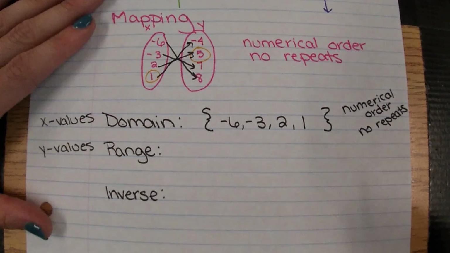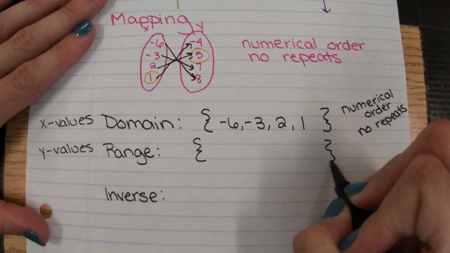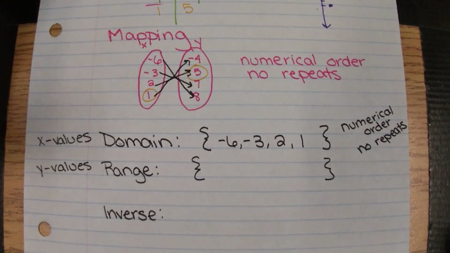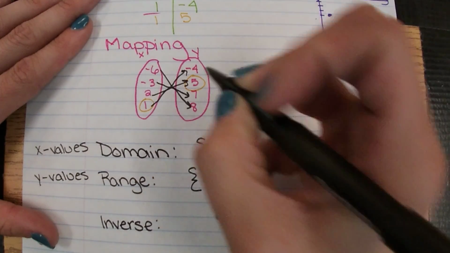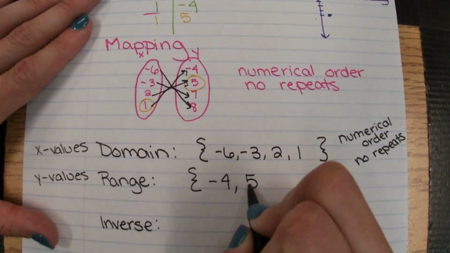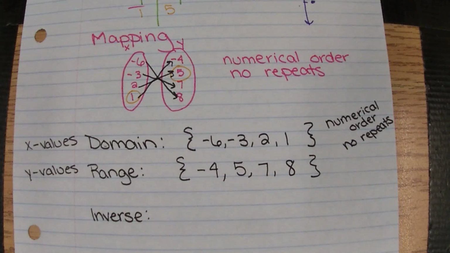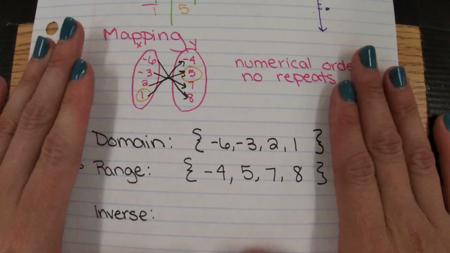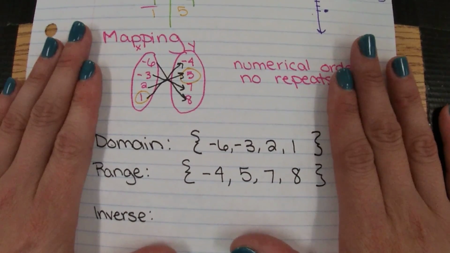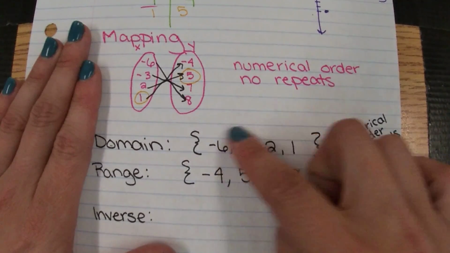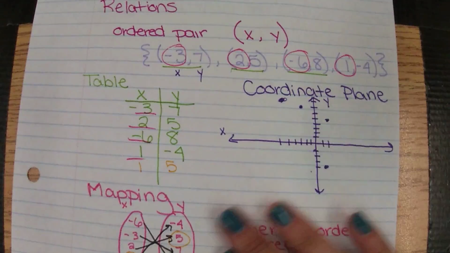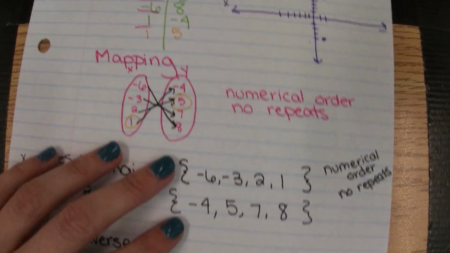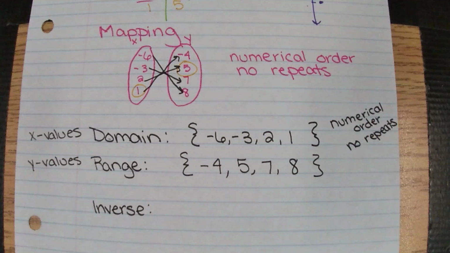Now, your range, you're going to do the same thing for. In braces, no repeats, in numerical order, but now we're just talking about our y values. So our y values, again, I already took care of that in my mapping, are -4, 5, 7, and 8. Now, as you can tell, this is it for the domain and range. This doesn't tell me what x pairs up with what y. So there's no way I can go from having a domain and range to anything else that is up here. Okay, I can get the domain and range from any of these, but if I'm only given the domain and range, I can't go backwards to anything else.